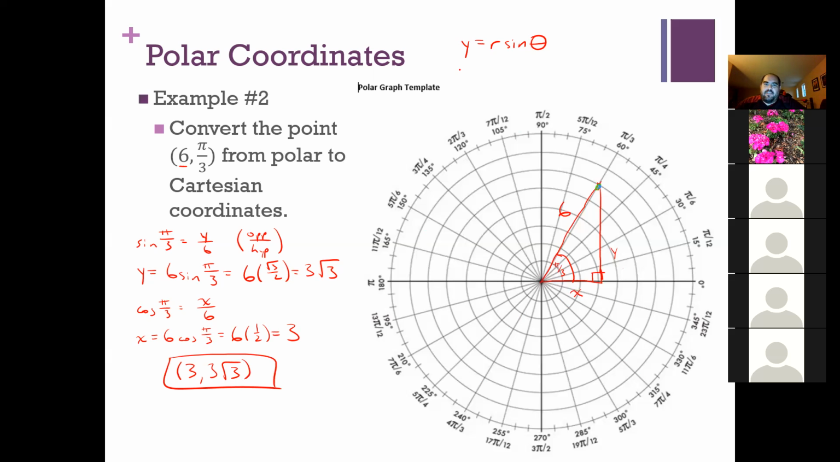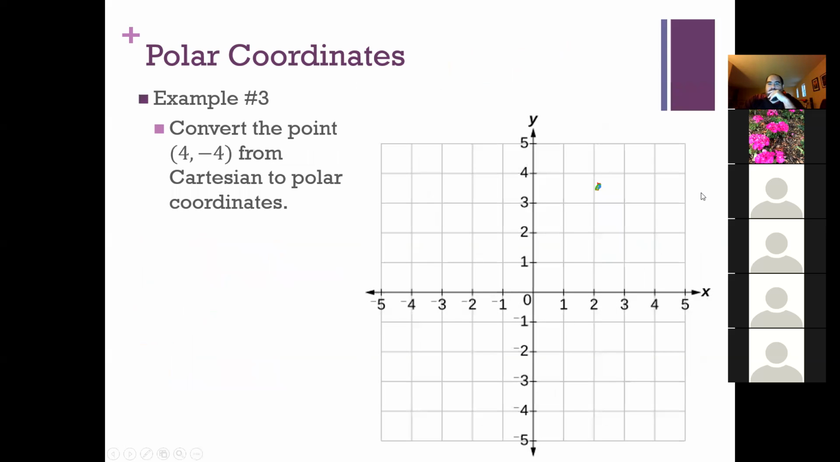And one more last note I'll put in here is x is equal to r cosine theta. So these are going to be really important ideas, because one of the things we're going to have to learn how to do is to go back and forth between Cartesian and polar. And these are two really important ideas to go back and forth with. Any questions on how we did that conversion? Okay. Now let's go the opposite direction.